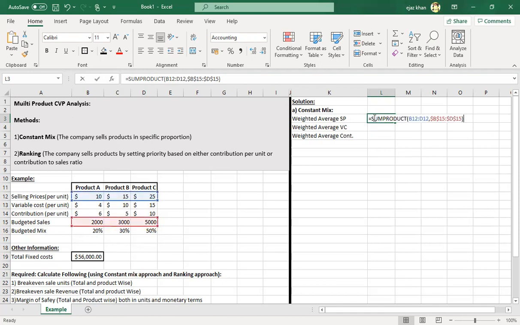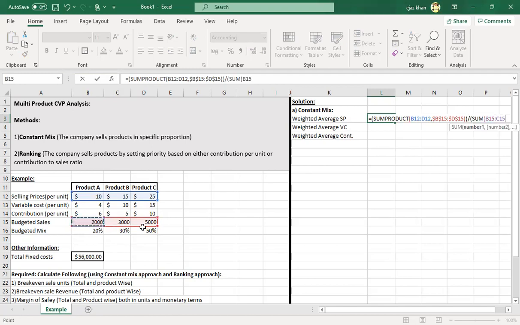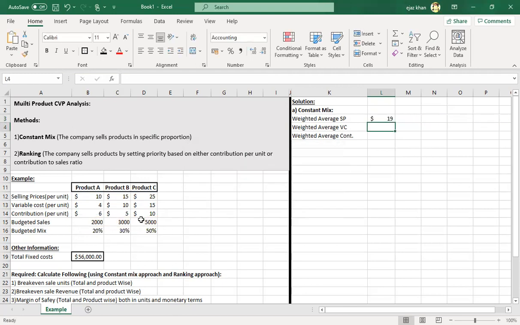And after we have calculated this, we need to make it an average figure by dividing it by the total number of units sold. So this will have to be divided by the total number of units. That is the sum of all the units, 10,000 units. If we divide it by the 10,000 units, it will give us the same answer, that is $19. So the weighted average price is $19.